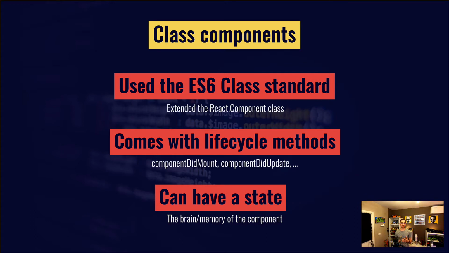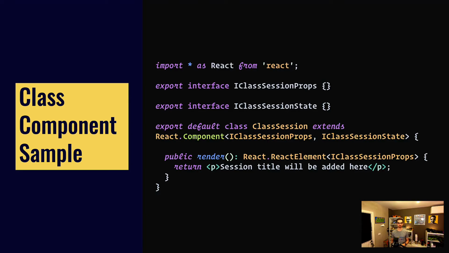And the great thing about class components was that they came with lifecycle hooks, so that you knew whenever this component was mounted on the page, whenever this component was being updated, be it a property change or a state change, this method was going to trigger. And this state is very important when you want to have that memory or that brain capacity inside your components.